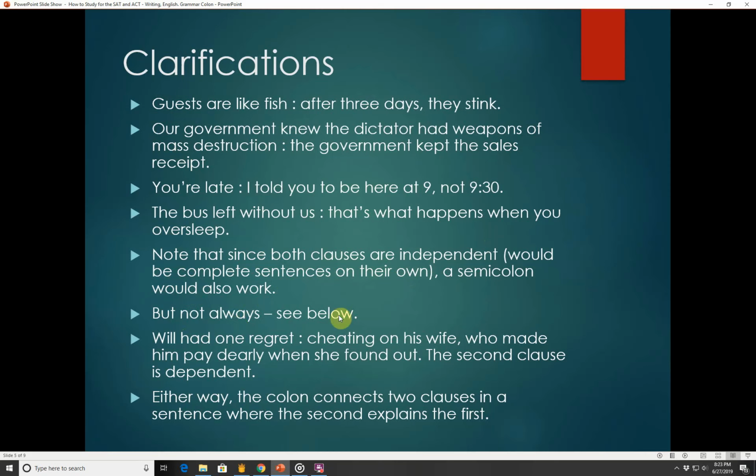Will had one regret: cheating on his wife, who made him pay dearly when she found out. The second clause is dependent. How do you know? You can just read it. Cheating on his wife, who made him pay dearly when she found out. You can tell just by listening that's not a complete sentence. Either way, the colon connects 2 clauses in a sentence where the second explains the first.